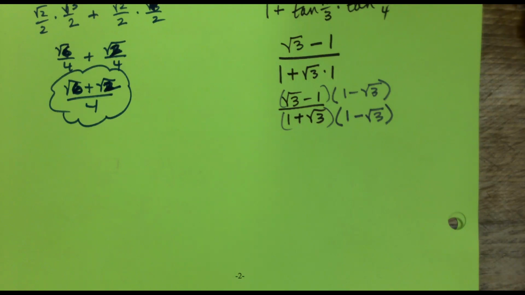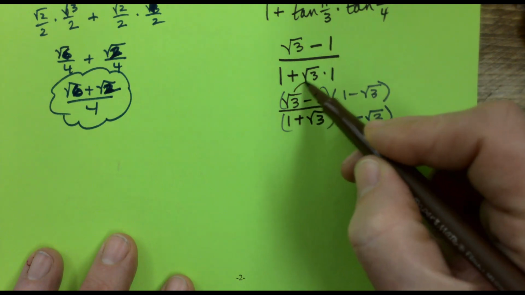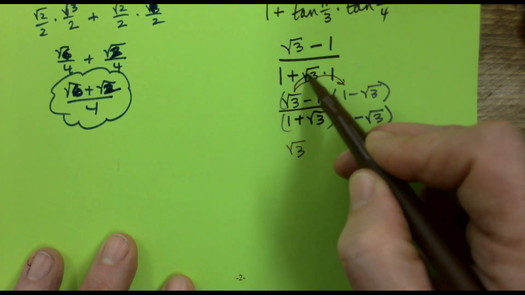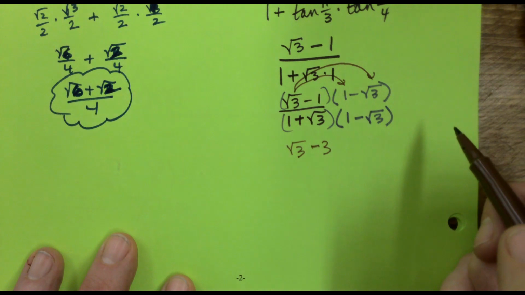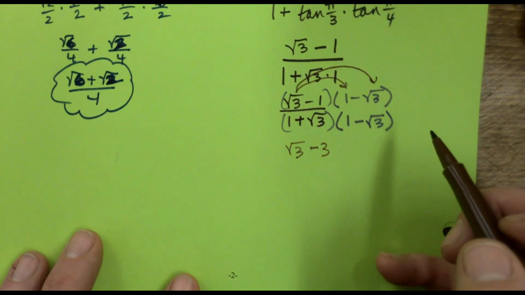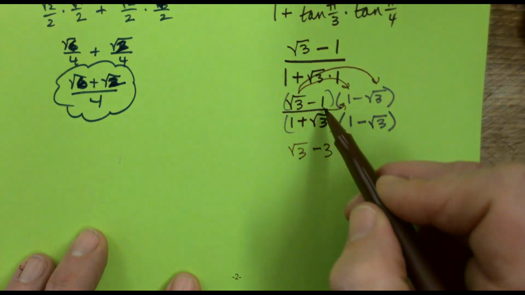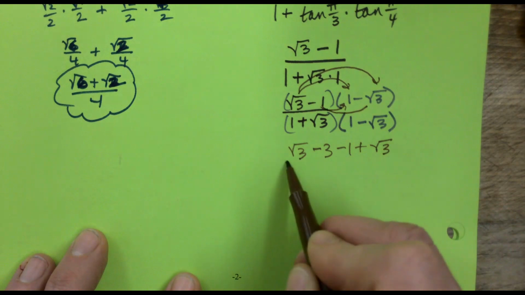When I distribute, I do the square root of 3 times 1, the square root of 3 times 1, and then I do the square root of 3 times negative square root of 3, then I do negative 1 times 1, and negative 1 times negative square root of 3. That's the top.